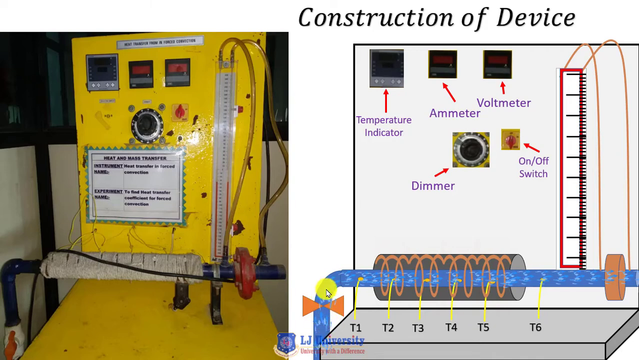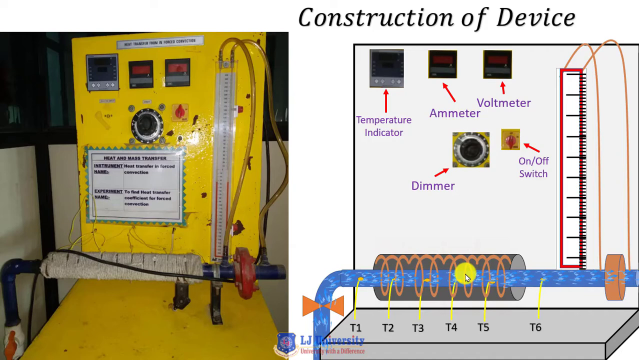As this air flows and comes into contact with the surface of the cylinder, it takes some heat and moves ahead. Another layer of air comes in contact with the cylinder surface, takes heat from the surface and moves ahead. This is how heat transfer takes place between the flowing air and the surface of the cylinder. So this is forced convection.